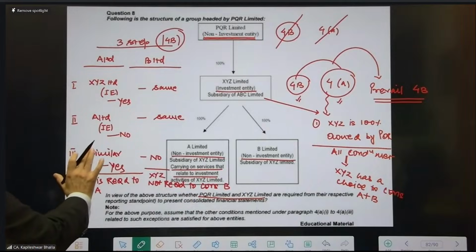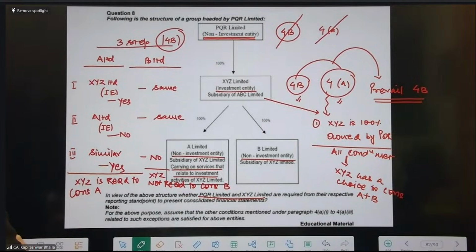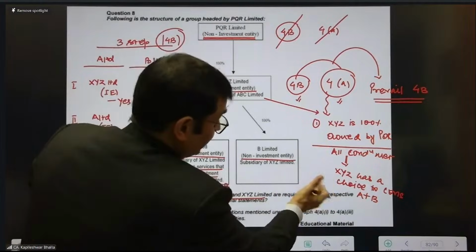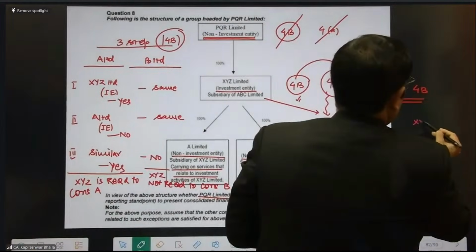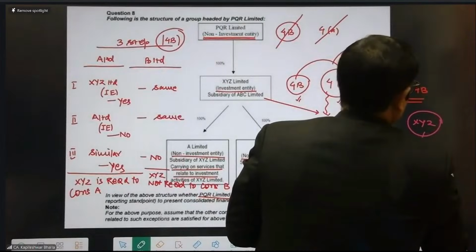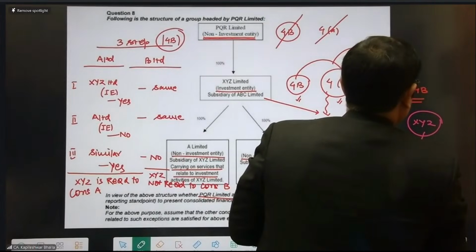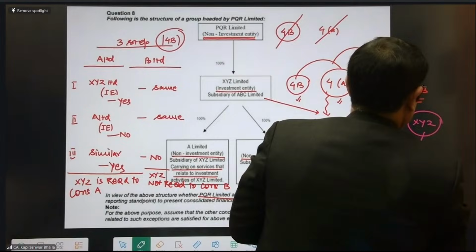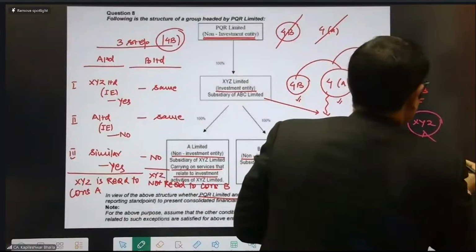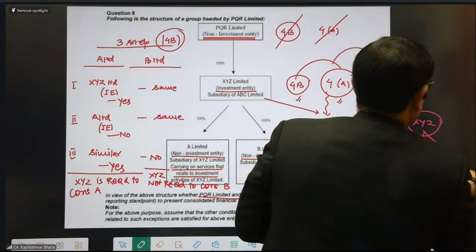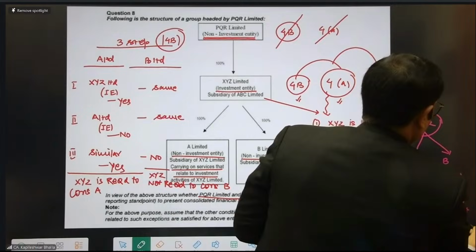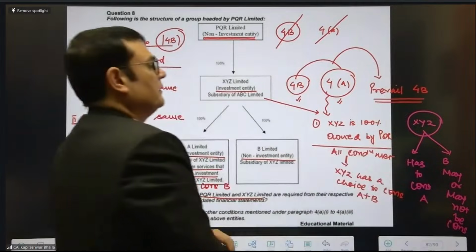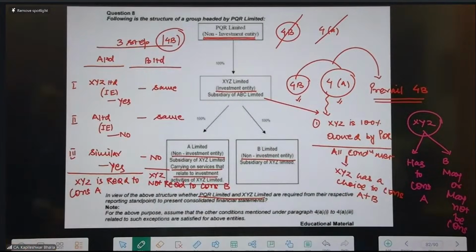Para number 4B is saying you have to consolidate A, and para number 4A is saying your choice. Para 4B is previous. So we can say XYZ has to consolidate A, right? Yes, sir. And can I say, as far as B is concerned, B may or may not be consolidated in this case? So I think that gives us a good analysis.